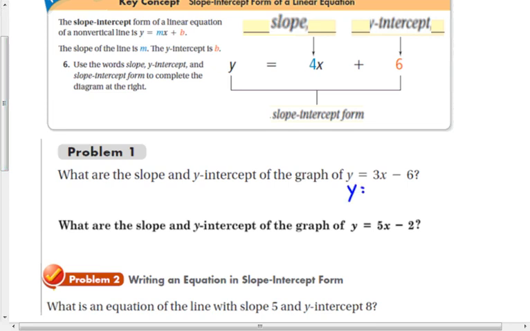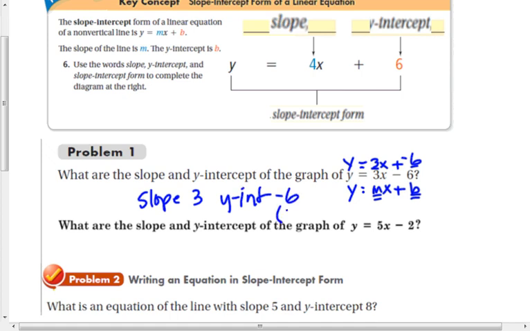So problem 1 here, what are the slope and y-intercept of the graph y = 3x - 6? Well, in slope-intercept form, that looks like this. So we have to write this equation with addition to be able to get the b part of it. So our slope is 3, and our y-intercept is negative 6. And remember that the y-intercept is a place on a graph, and that point is actually (0, -6). All right, go ahead. You try this problem.